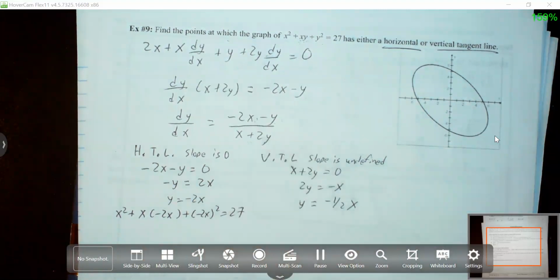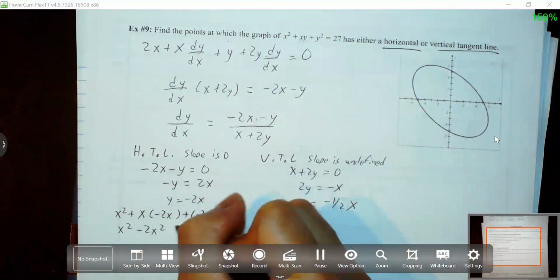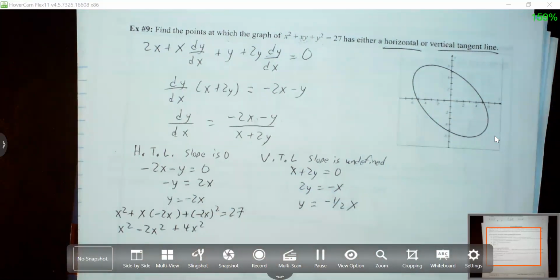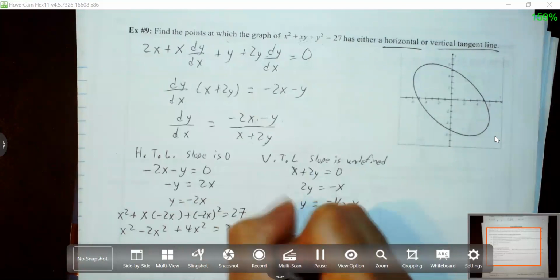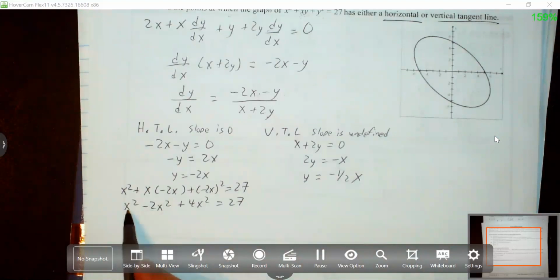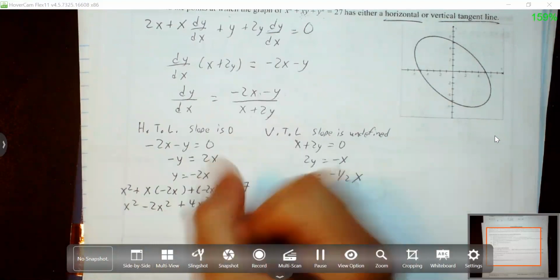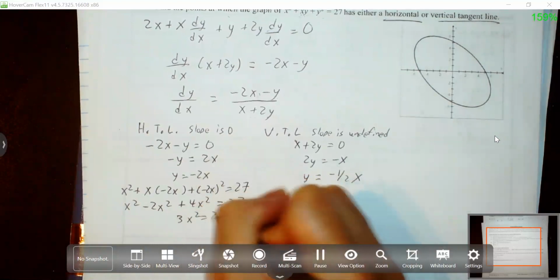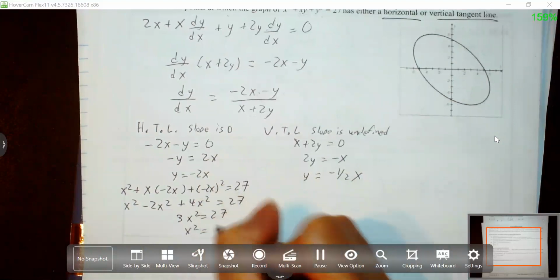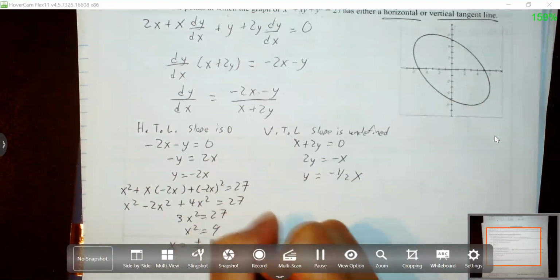Okay, let's do the math here. This is x squared minus 2x squared plus 4x squared, because negative 2 times negative 2 is positive 4, is equal to 27. 1 minus 2 is negative 1. Negative 1 plus 4 is 3. So I have 3x squared is equal to 27. x squared is equal to 9. And so x is equal to plus or minus 3.